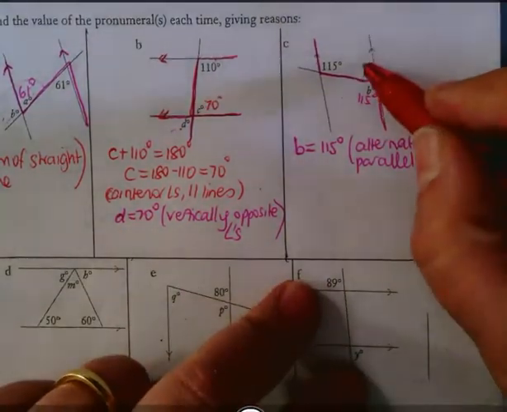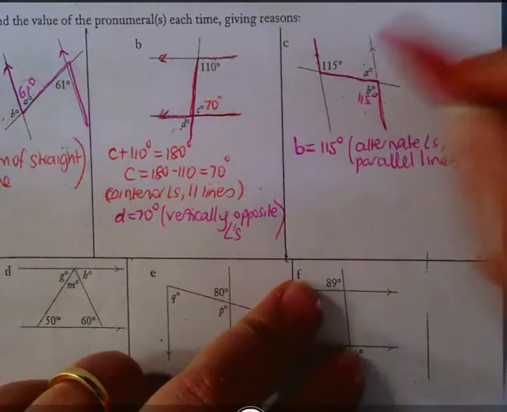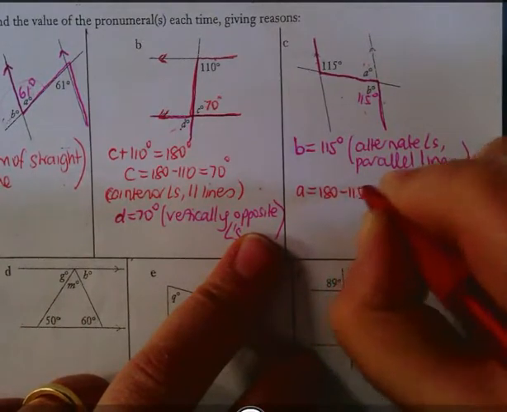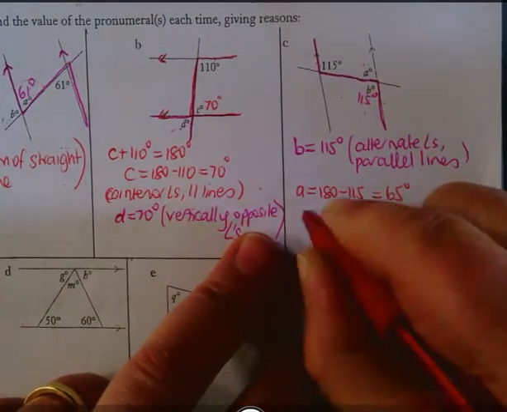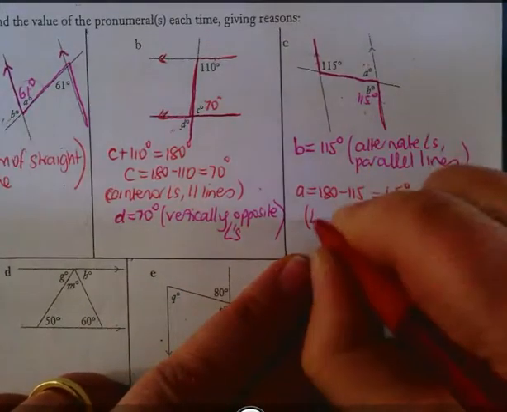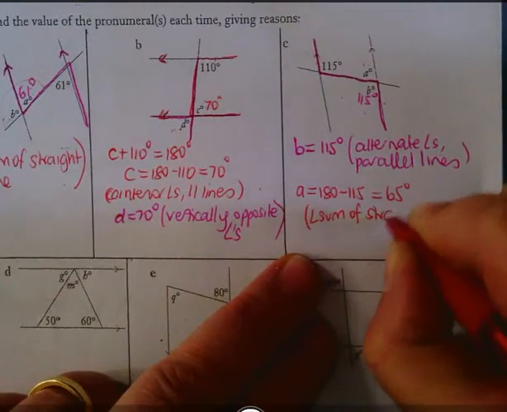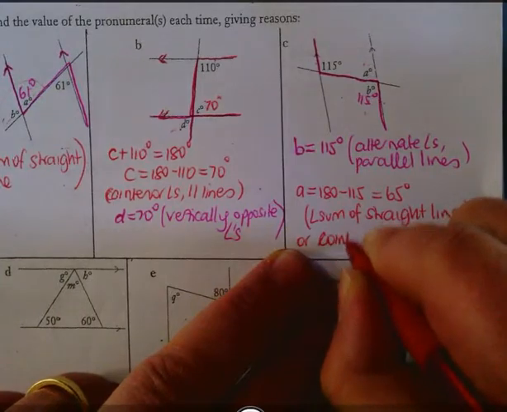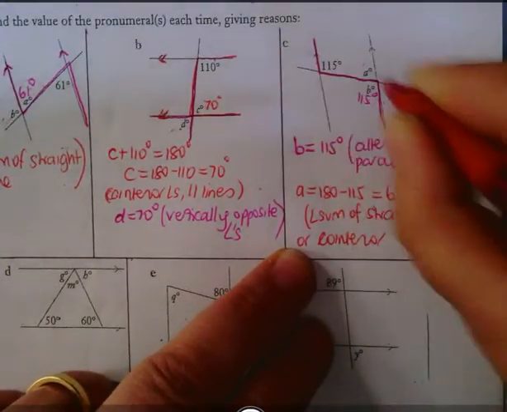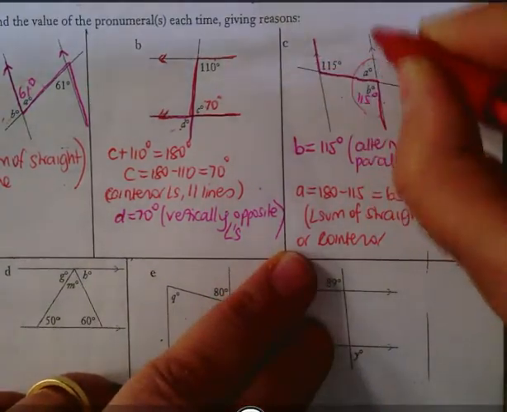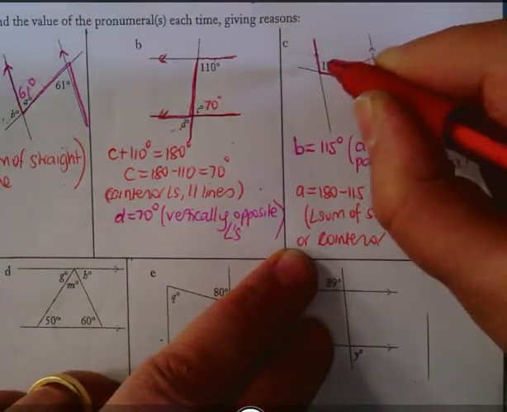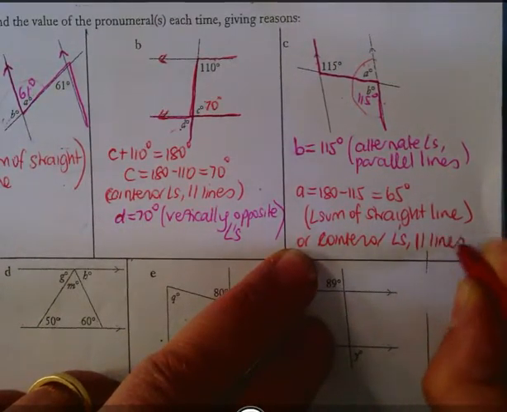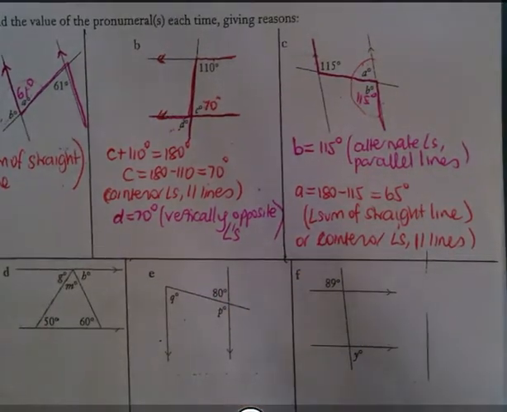So I could do A using straight line, but I can also do A using co-interior with the 115 here. So I'm going to use straight line. So A is 180 minus 115, which is 65 degrees, and I can use angle sum of straight line, or I could use co-interior angles if I'm doing it this way. If I'm doing co-interior angles, A plus 115 adds up to 180 as well, or I could use co-interior angles on parallel lines. So either one, okay?